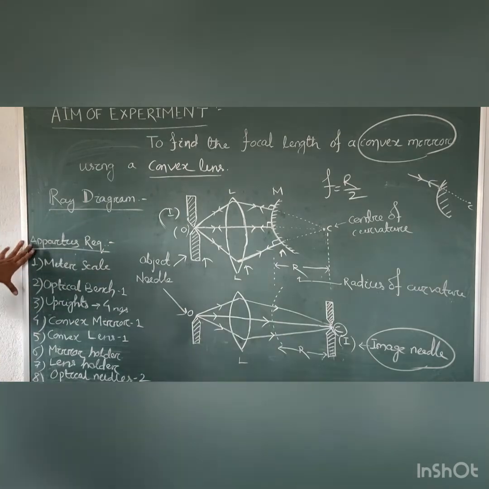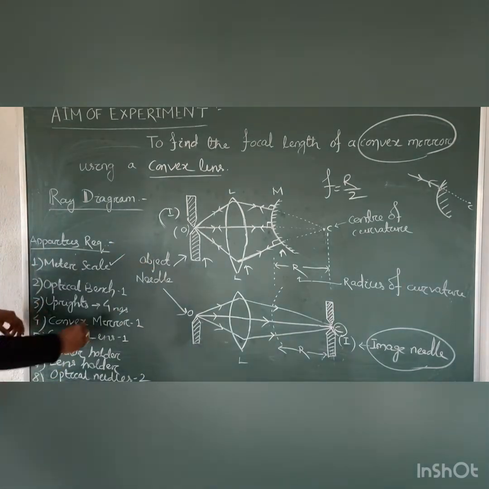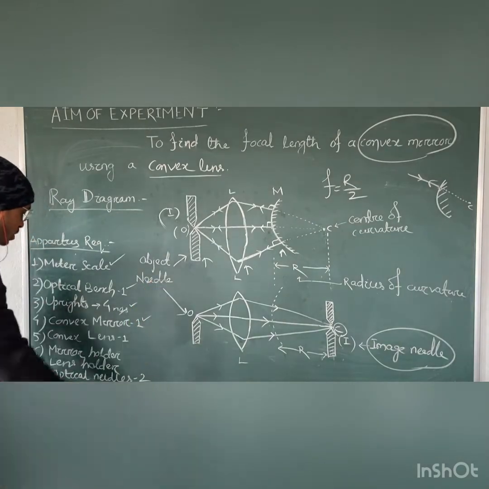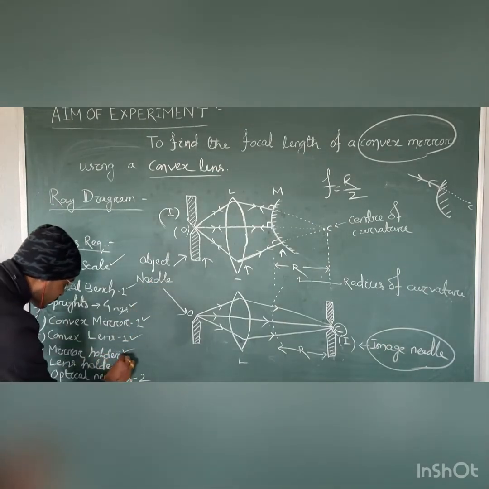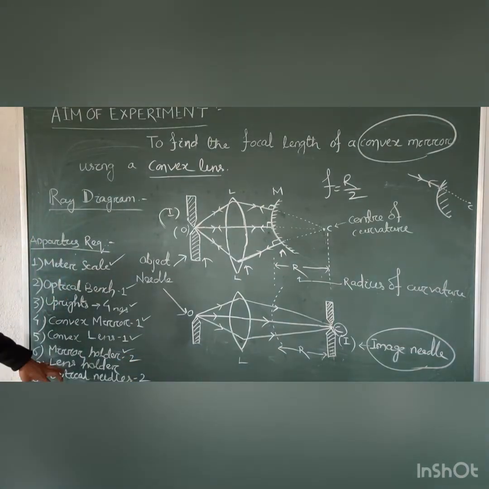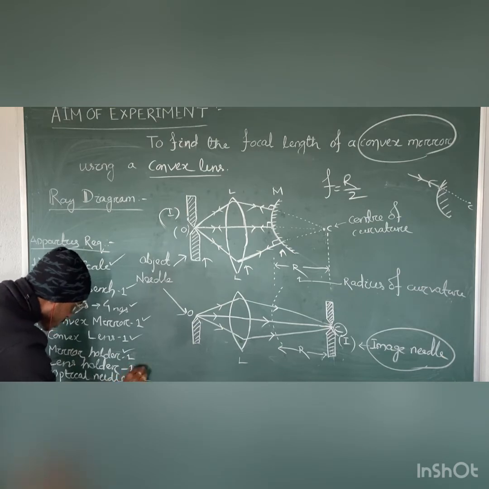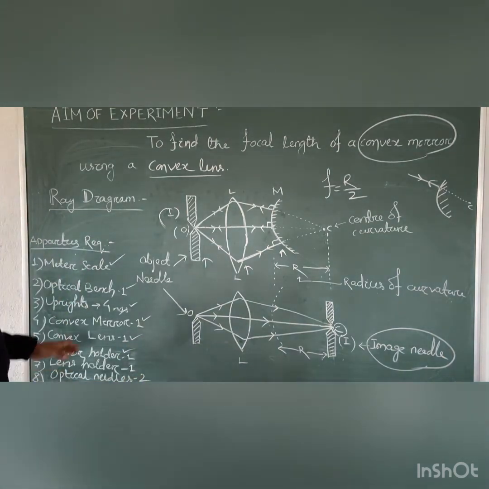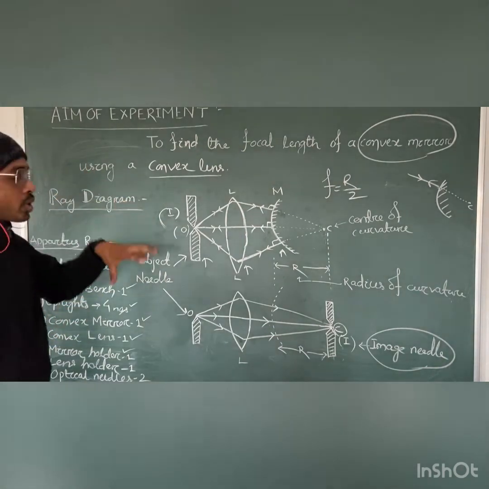So the apparatus required here are first of all a meter scale and one optical bench, then 4 uprights, 4 in numbers, one convex mirror, one convex lens, one mirror holder and one lens holder and 2 optical needles, right? So these are to be proceeded now. You will be observing how the experiment is done.